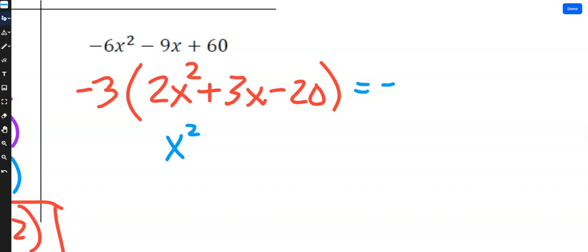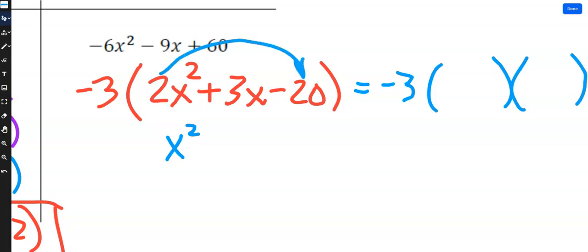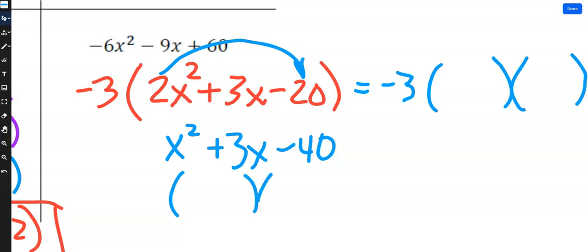Now, my final answer is going to have a negative 3, and it's going to have 2 set the parentheses. But let's just worry about the part in the parentheses first. So, if I take the 2 and I drop it on the constant at the end, that's x squared plus 3x minus 40. Now I can sit there and factor it and go x plus, x minus, because you have to have one of each to get negative 40.